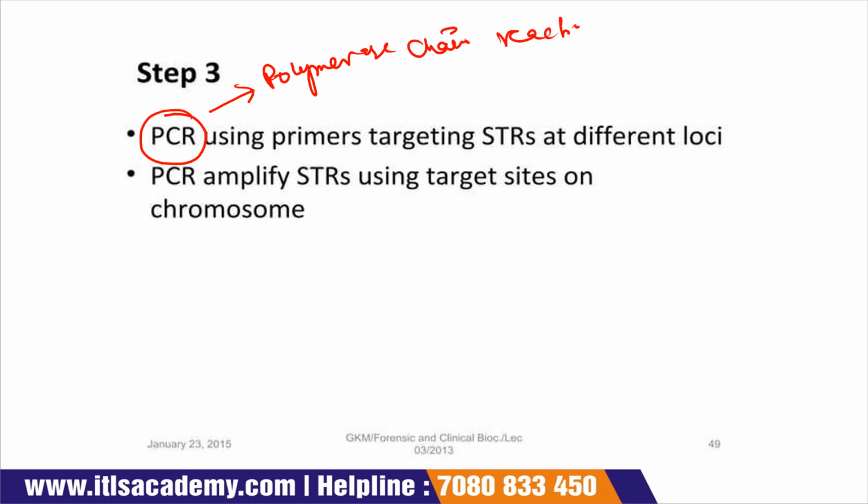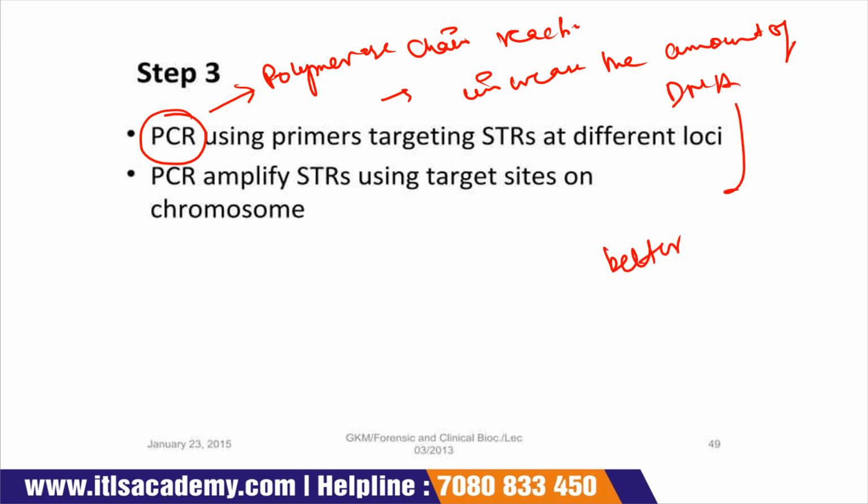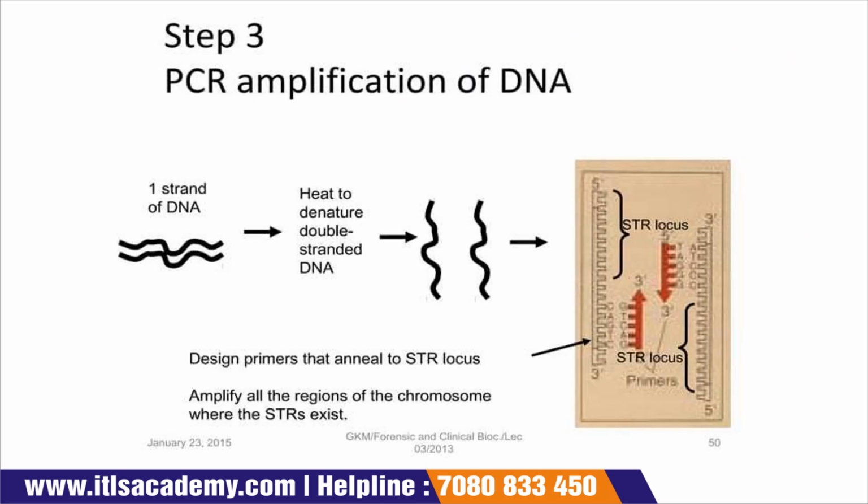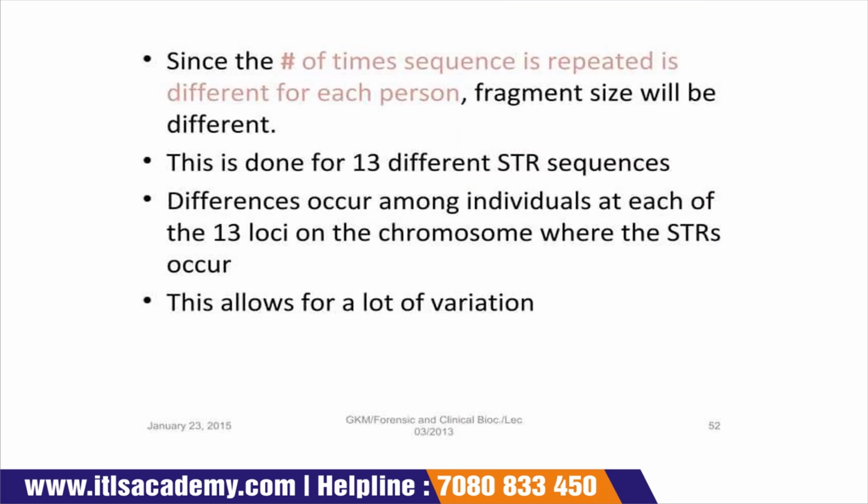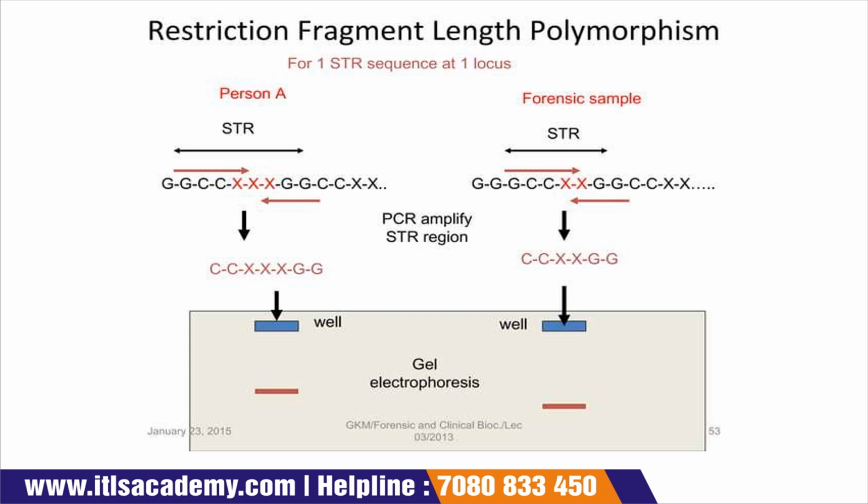Here, what should we do? We increase the amount of DNA for better finding. So this is about the PCR. We will discuss it in the next lecture. This is the first step of PCR amplification, where the double stranded DNA is denatured and converted into single stranded DNA. Then after that, restriction fragment length polymorphism.